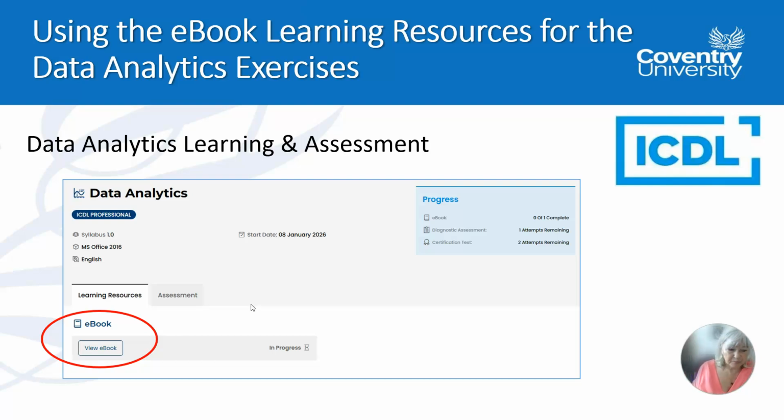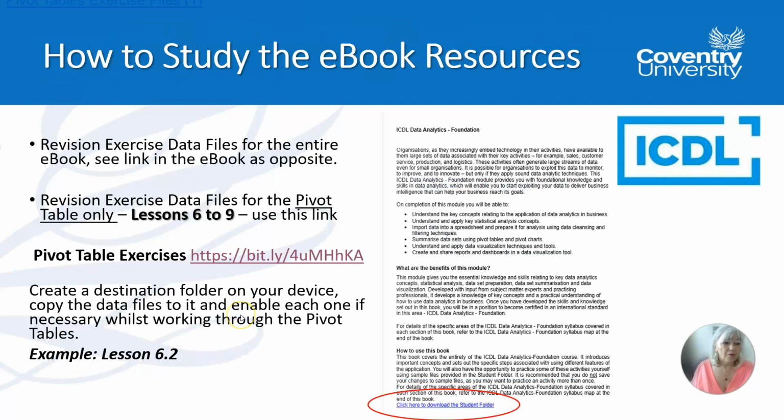So we've got your eBook and your viewing your eBook. So we're now getting down to how to study the resources themselves. So what I popped on here is you've got the revision data, exercise data files for the entire eBook. And if you look down here at the bottom with the oval in red, sort of circulating it, there's your link to download the student folder. So that's all of the data files that you need for the whole of the eBook practice. That's right through doing all the exercises and the review exercise at the end.